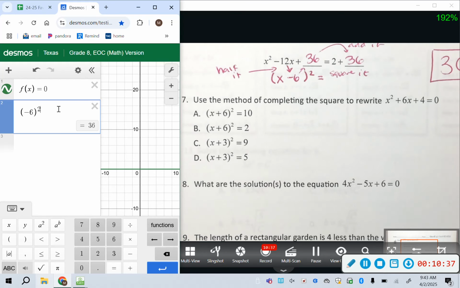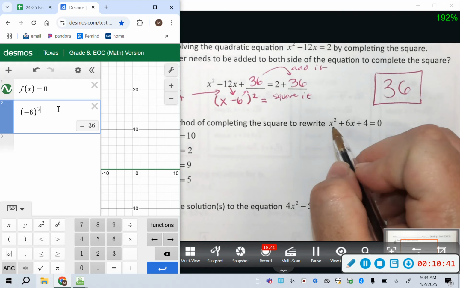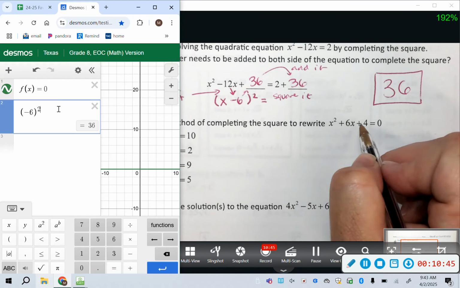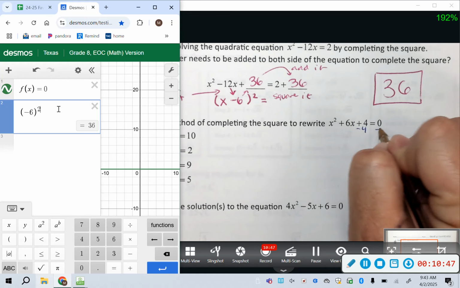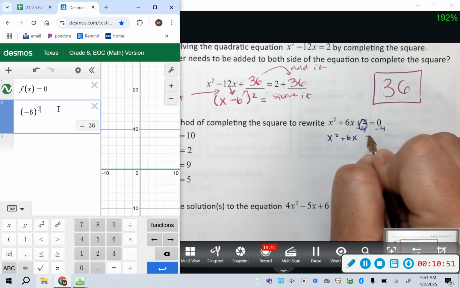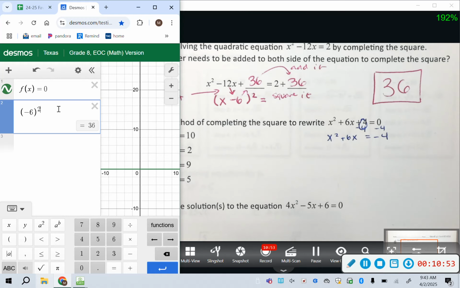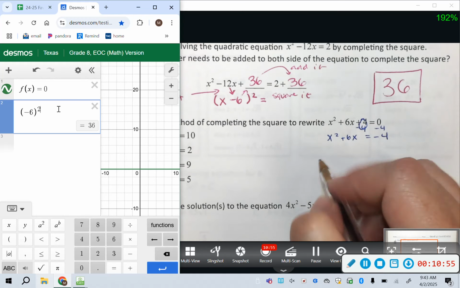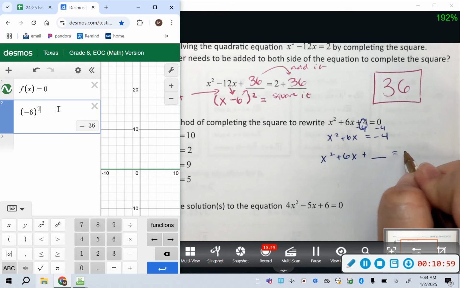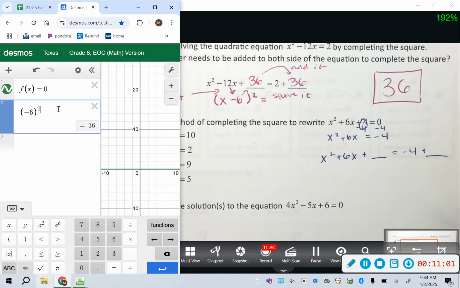Okay, 7 says using the method of completing the square, rewrite this. So first things first, remember we want our values with x on the left and our number without x on the right. So we're going to do minus 4. So we get x squared plus 6x equals negative 4. So now that it's set up, we're going to rewrite it kind of like this. So x squared plus 6x plus what equals negative 4 plus what? And then this is our completing the square piece.